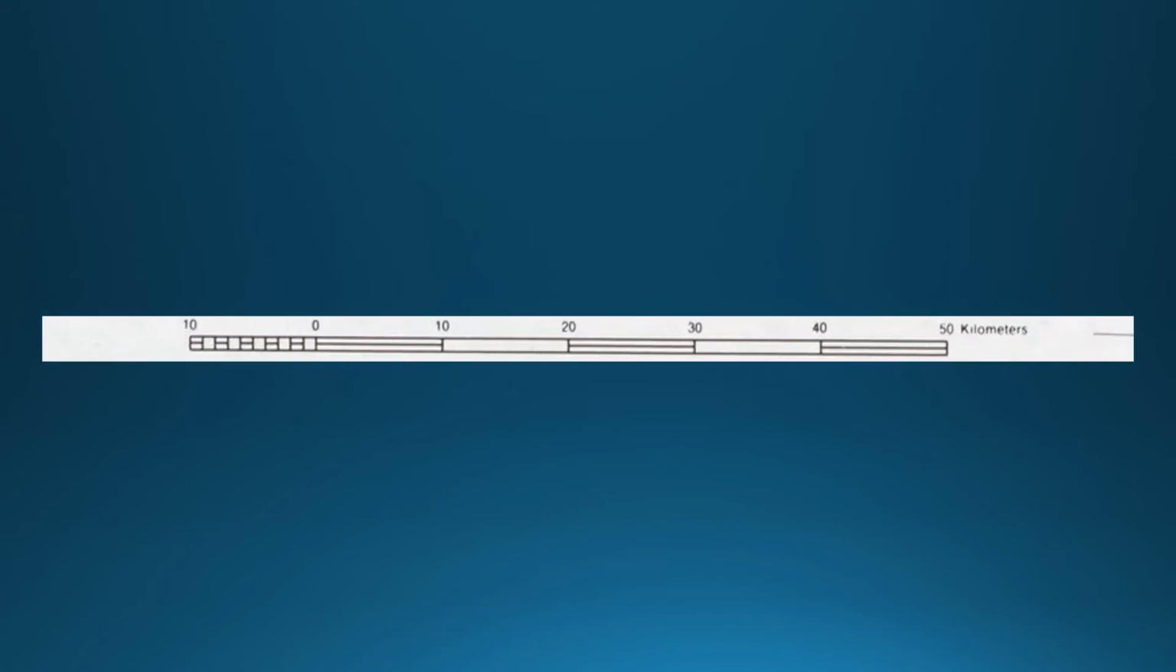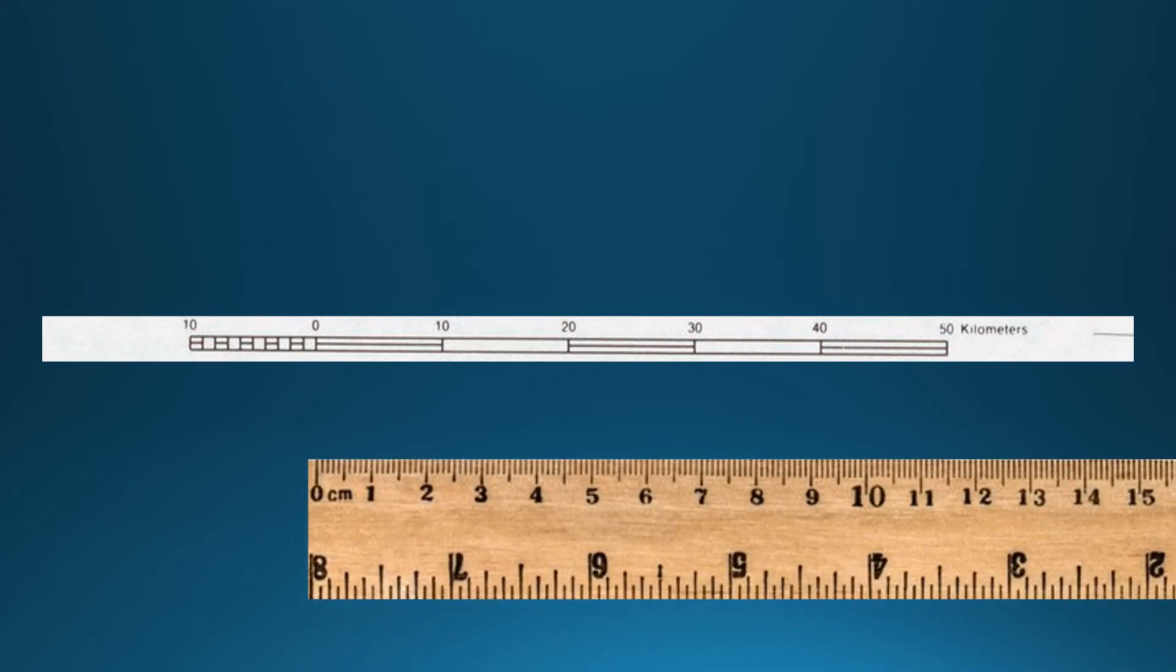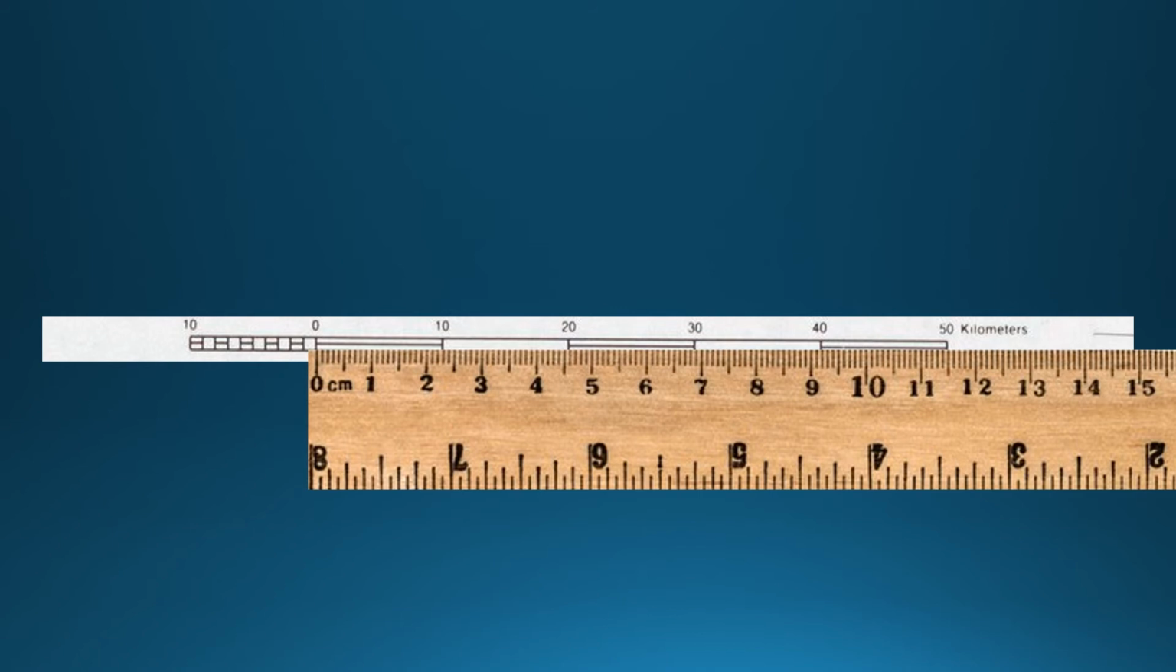Alright, so now we are going to do another one. So we're going to have our scale put up, and then we're going to place our ruler at the base of our scale. Again, as you can see, the zeros are lined up. So the 0 on the ruler is lined up with the 0 on the linear scale. Alright?